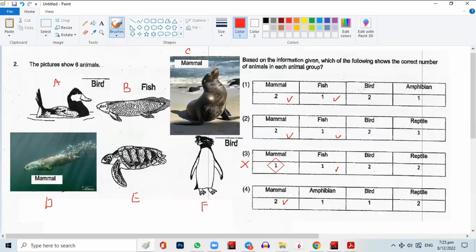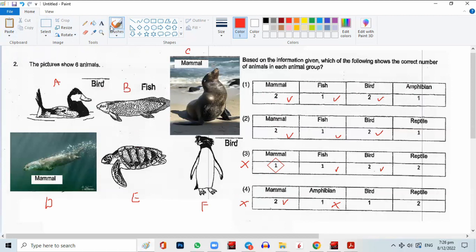So in that case, everything is correct. Definitely it's not number 4 because there's no amphibian here. So the answer is not number 4. It's going to be 1 and 2 only. All of them are the same for 1 and 2. Mammal, correct, fish, correct, bird, correct. Now we have to see the amphibian and reptile. Do you see any amphibian here, or a reptile? What do you think this is? A turtle, right?